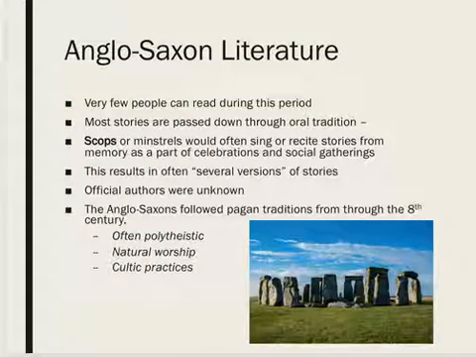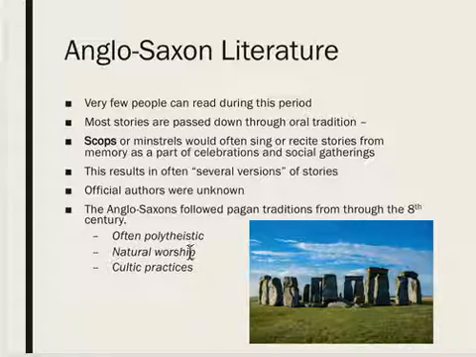Anglo-Saxon literature. During Anglo-Saxon times, very few people could read. Most stories are passed down through an oral tradition, and scops or minstrels would often sing or recite stories from memory as a part of celebrations and social gatherings. This results in often several versions of stories. The official authors of these stories were unknown, and the Anglo-Saxons followed pagan traditions through the 8th century.